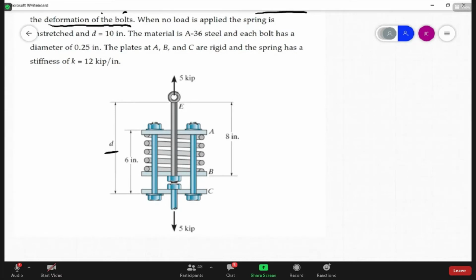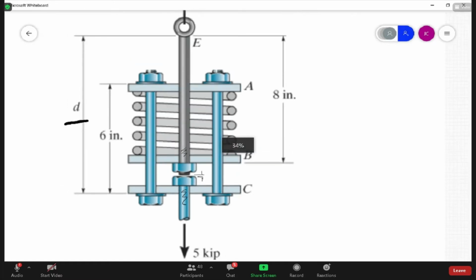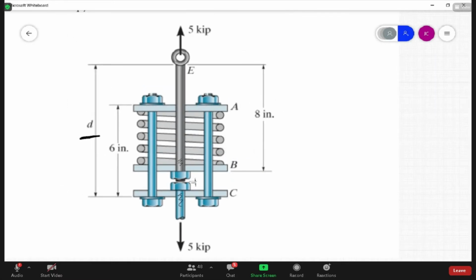But this shaft here is not connected to this bolt, even though it looks like it is. There's a small gap here, okay? And that's kind of critical because as you pull up here, that's going to take this plate B, compress it up into the spring. The spring is going to put a force onto plate A, and then that's going to be resisted through plate C and the bolts with the balancing 5 kip force.